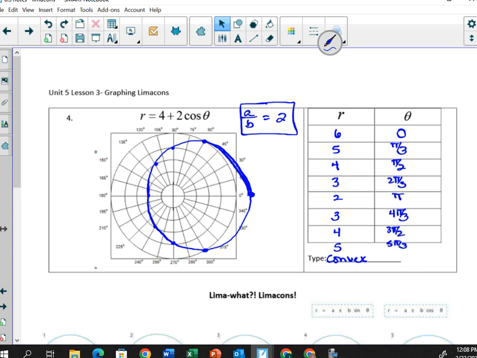Mine looks like it's smushed on more than one side, but bounced off a wall too. I don't know. Okay.